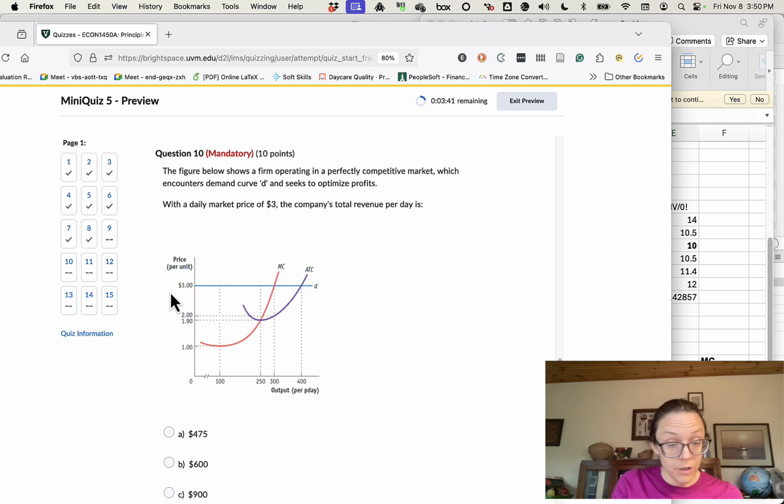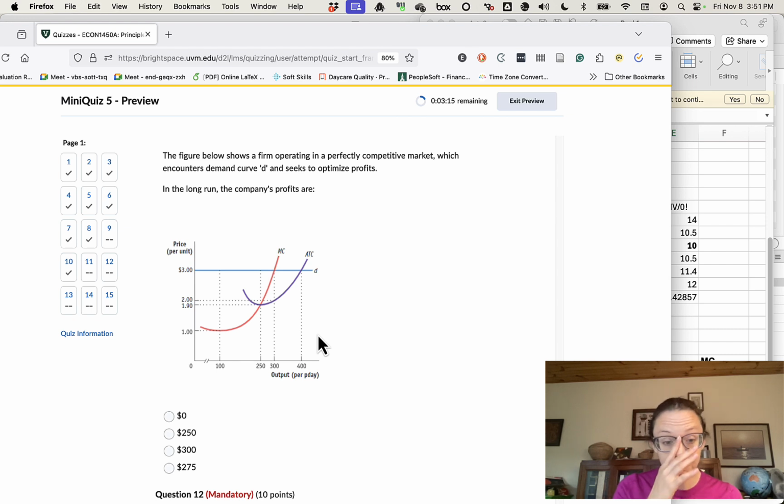With all firms, they profit maximize when marginal revenue equals marginal cost. So we find the intersection between the blue and the red line. The thing we have to remember is that when we see that market demand curve, that is the marginal revenue curve. What that means is every item you sell, you get $3. So that is a marginal revenue curve, which means that the firm sells 300 at $3 each, which means their total revenue is $900.